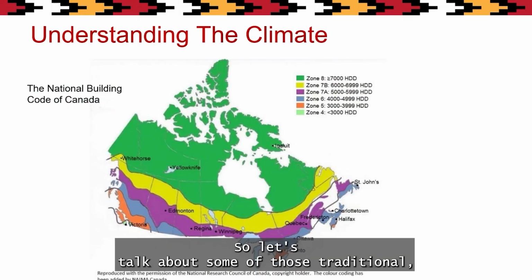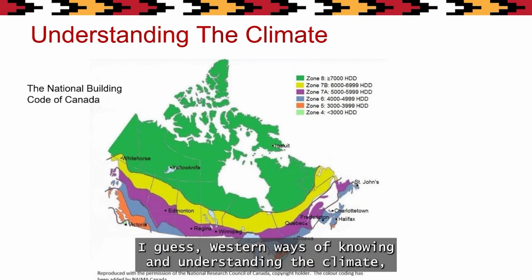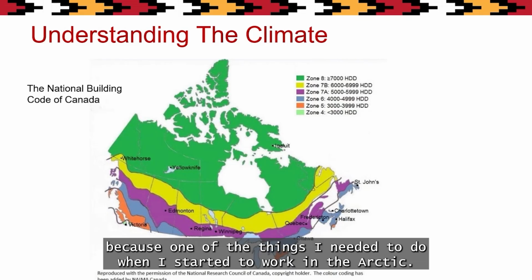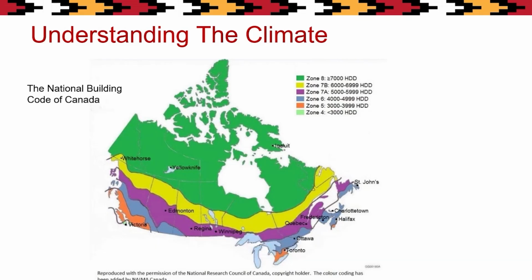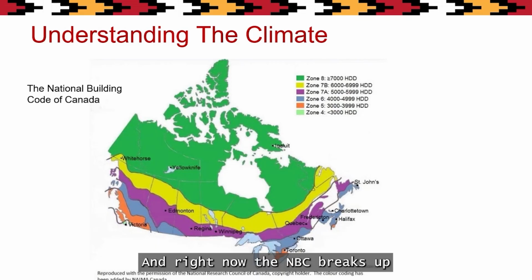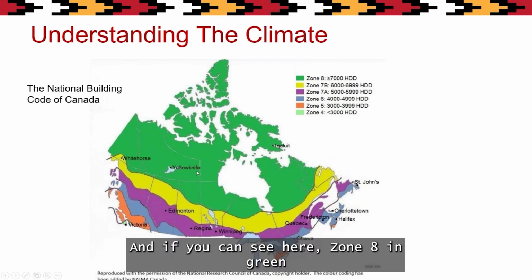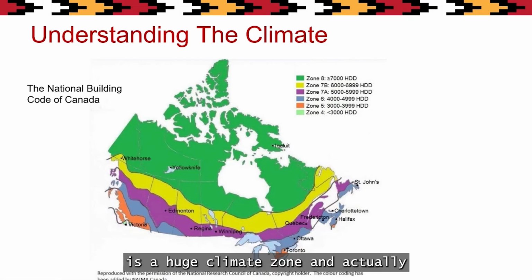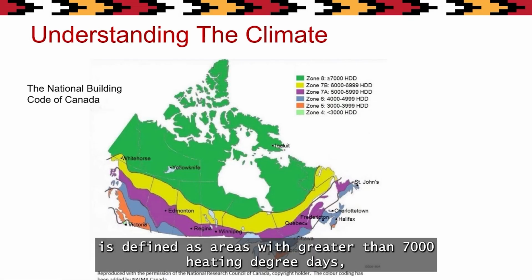So let's talk about some of those traditional, I guess, Western ways of knowing. And understanding the climate is one of the things I needed to do when I started to work in the Arctic. So I started with the basic things like the National Building Code of Canada. And right now, the NBC breaks up Canada into 9 climate zones. And if you can see here, Zone 8 in green is a huge climate zone and actually is defined as areas with greater than 7,000 heating degree days.